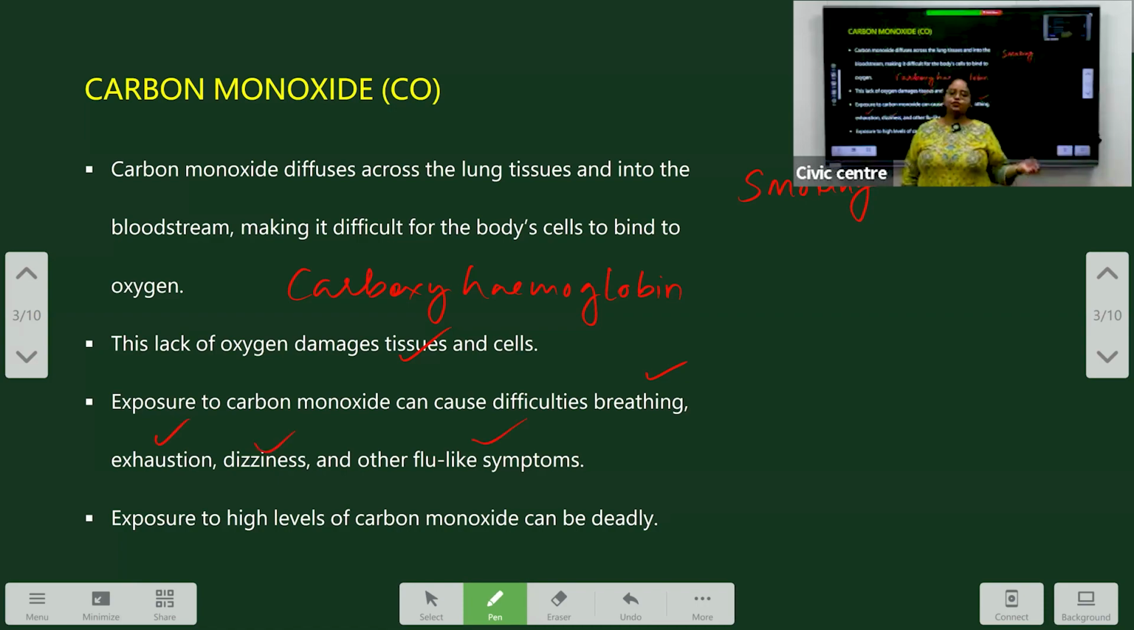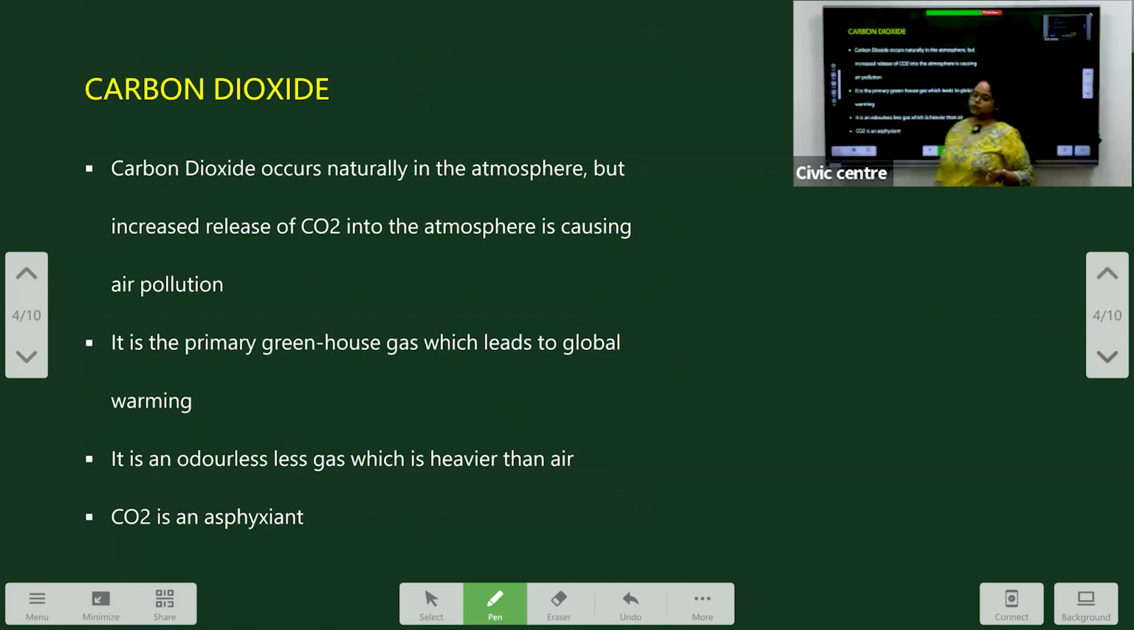And recently in news, we have seen that 2 Indian students in USA died due to the inhalation of carbon monoxide that is released from room heaters. So we should be aware that this carbon monoxide can also be deadly and is very injurious to health. Moving on, let's talk about carbon dioxide.